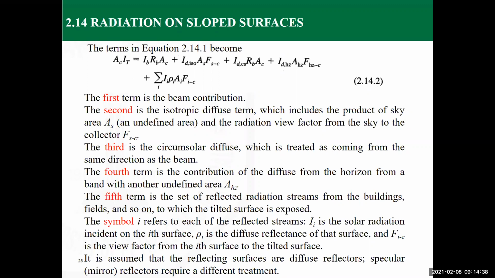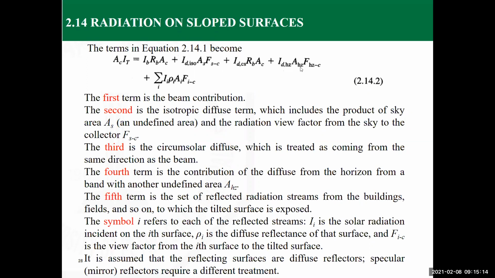Let's look at this again. The first term in the equation represents the beam radiation. The second one is the isotropic diffuse radiation, which is basically coming from the sky to the collector. That's why the area of the sky is given here, and the shape factor from the sky to the collector. The third component is the circumsolar diffuse radiation. It is treated as if it's coming from the sun right away. And then the horizontal component, which is the fourth component here of the hourly radiation.